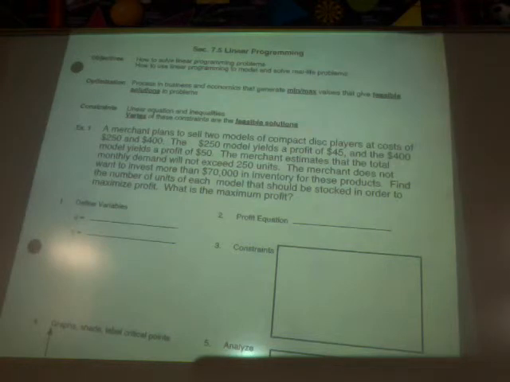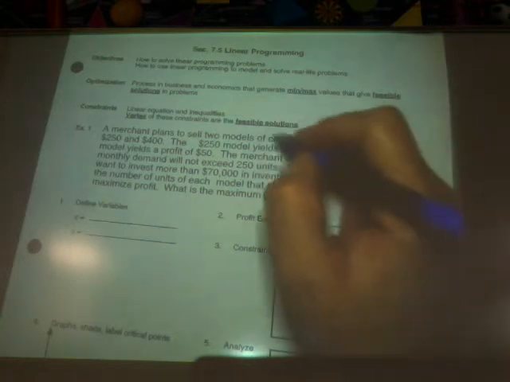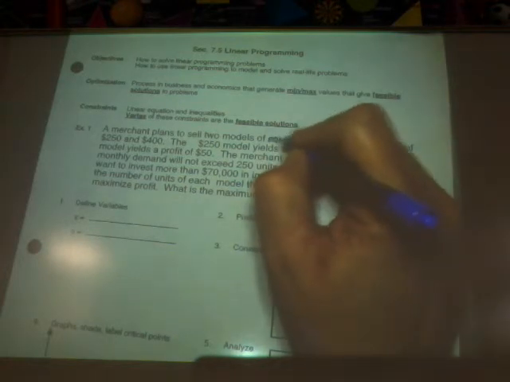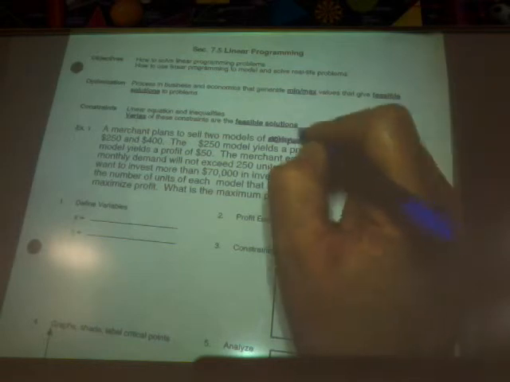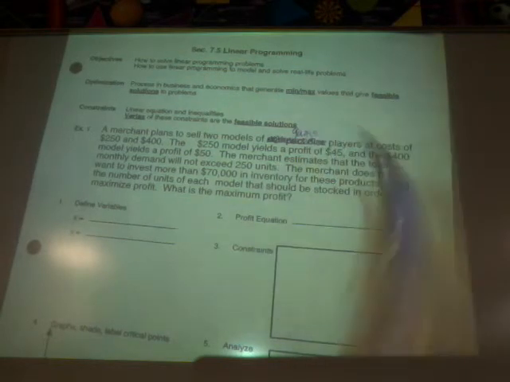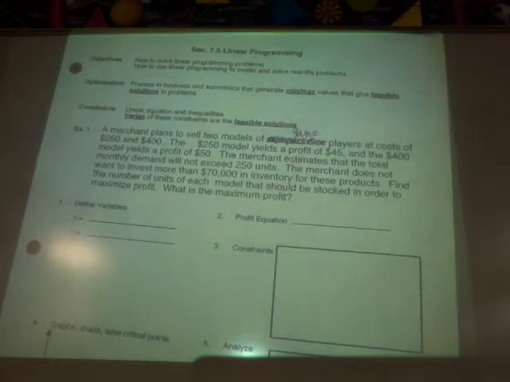A merchant plans to sell 2 models of, okay, we don't buy compact disc players anymore, so you're going to change this to a game player. Some sort of an electronic device. There are many of you that still have the PlayStations and the whatever. So this is a similar cost.